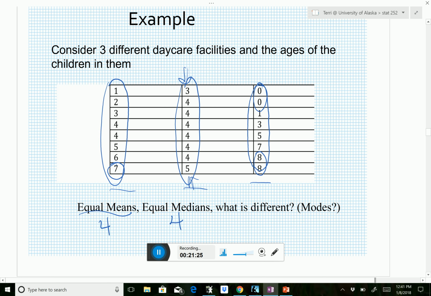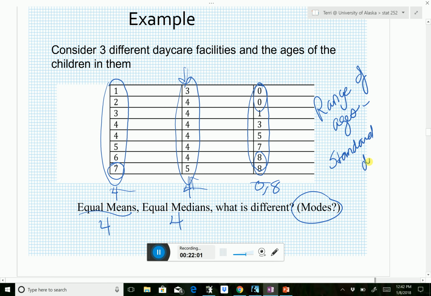And what is different? A lot of people, when they look at this, think the modes are different. Because here my mode is 4, here my mode is 4, but here my mode is 0 and 8. That is true, the modes are different. I could have very easily made that mode 4. But what else is different? We see that the range of ages is very different. And we're going to see that the standard deviation is very different.